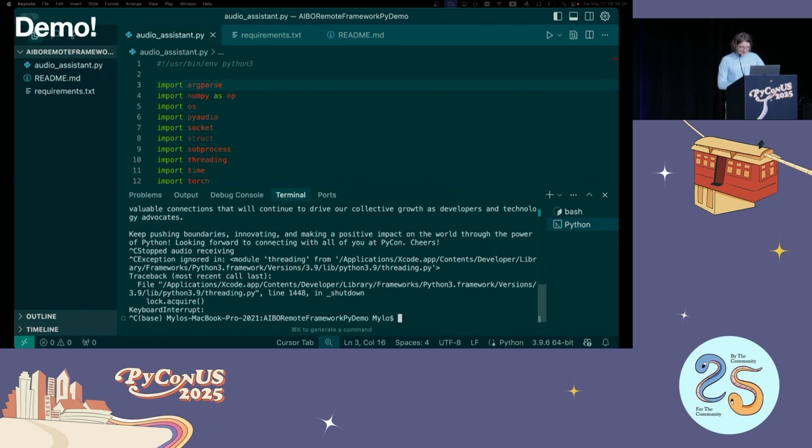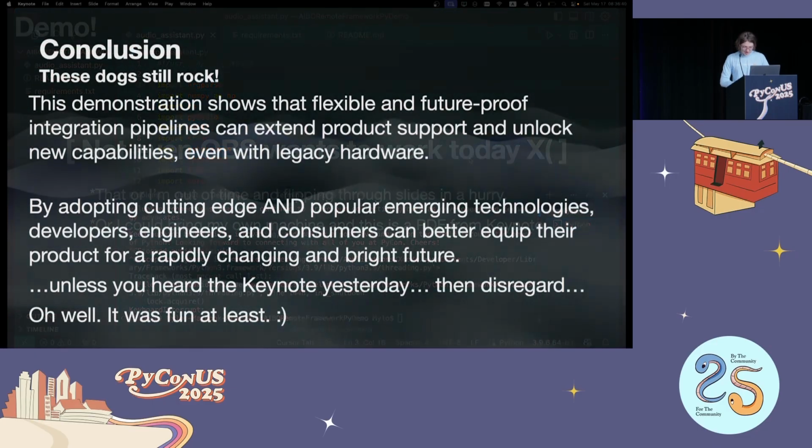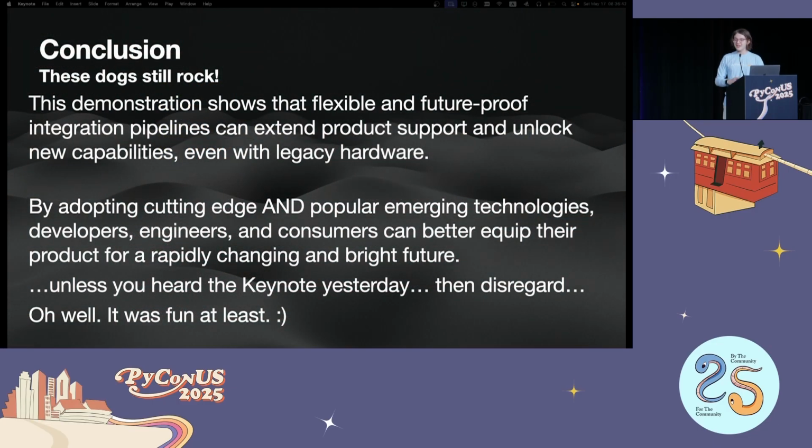And yeah, we can go ahead and stop it there because it will yap. Well, but this is just a quick demonstration of how we can use local LLMs to give IBO some new flair. So yeah, these robot dogs still rock.